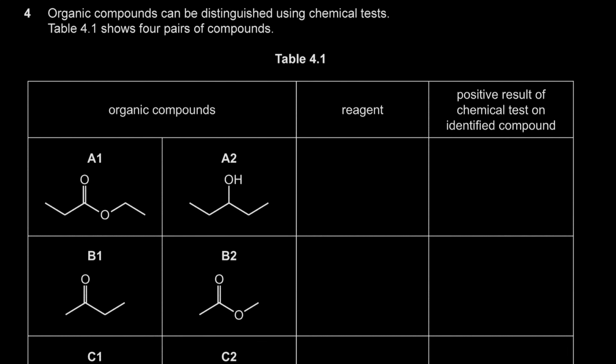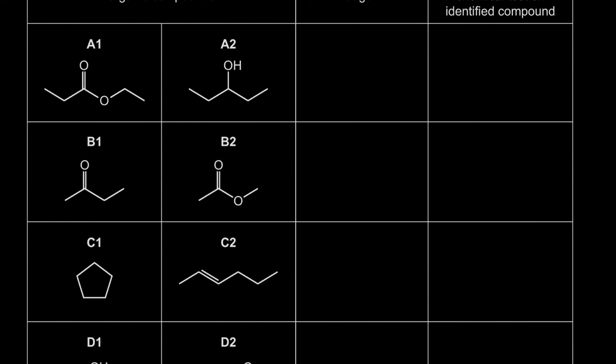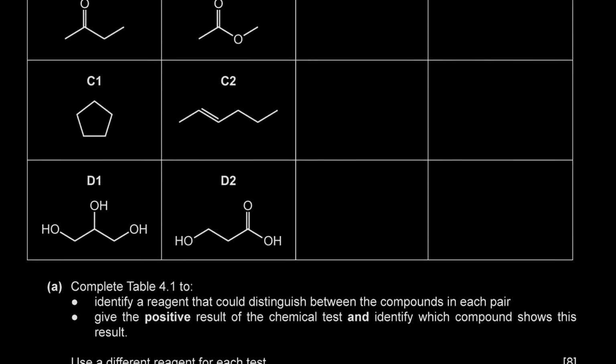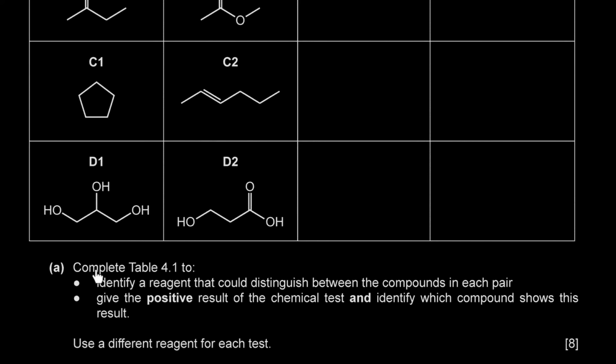So here we have question number 4, which says organic compounds can be distinguished using chemical tests. Table 4.1 shows 4 pairs of compounds. Here we have a table showing 4 different pairs of compounds. Part A says, complete table 4.1 to identify a reagent that could distinguish between the compounds in each pair and give the positive result of the chemical test and identify which compound shows this result. Use a different reagent for each test.